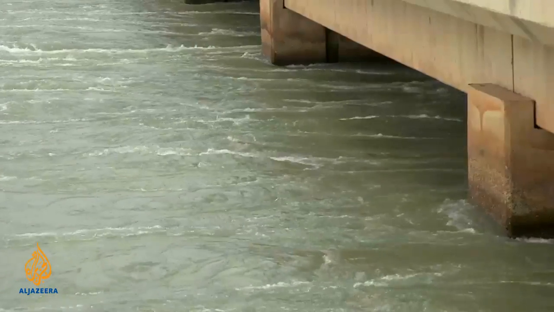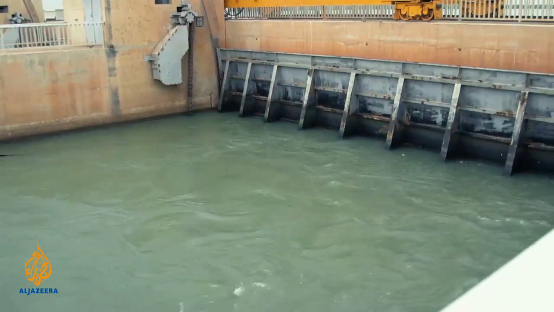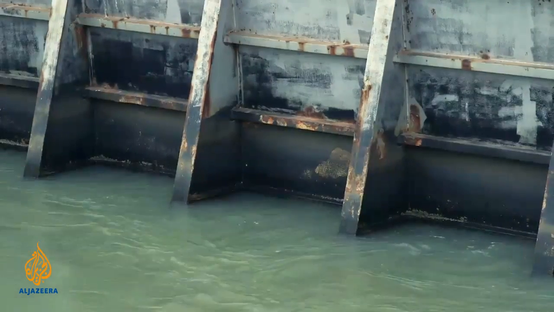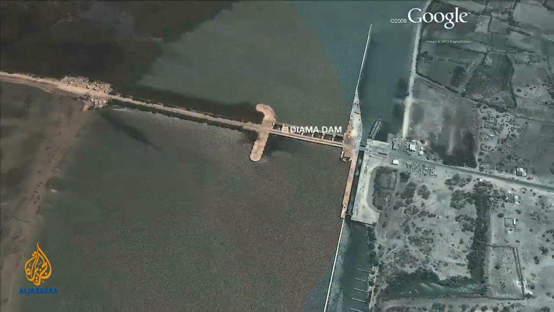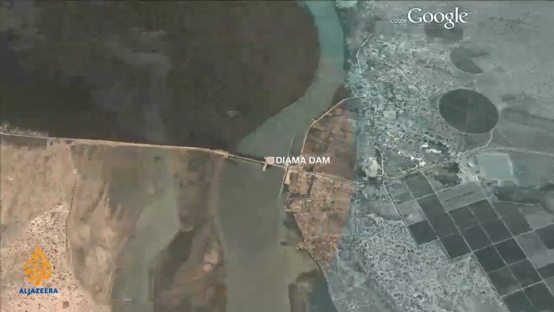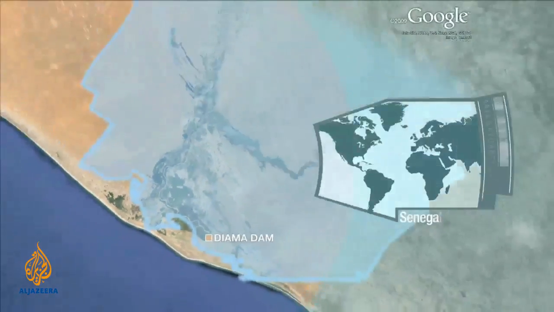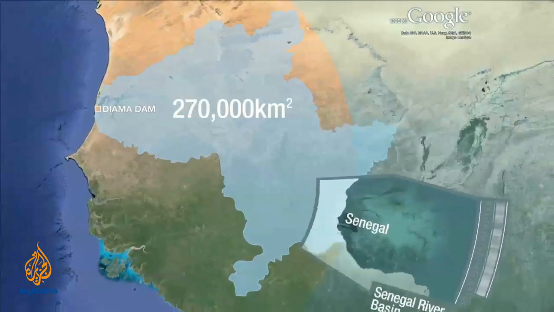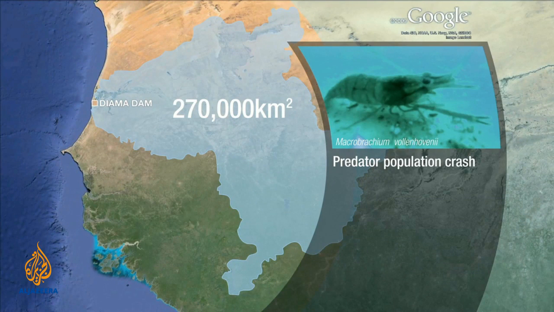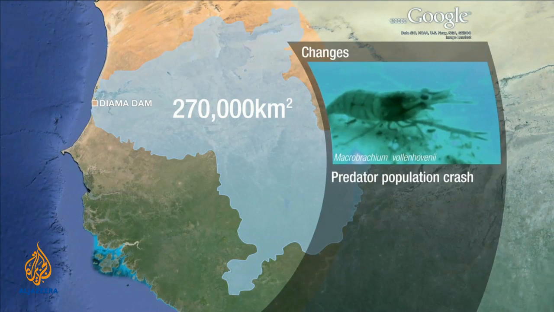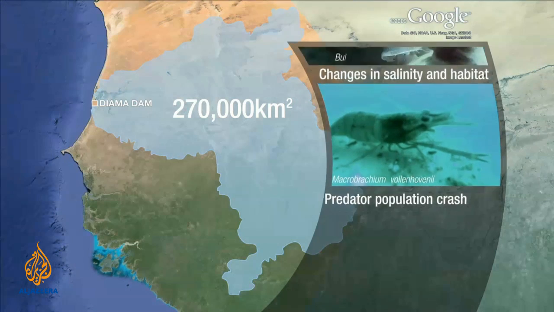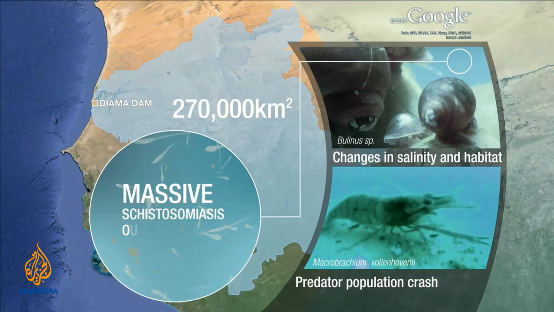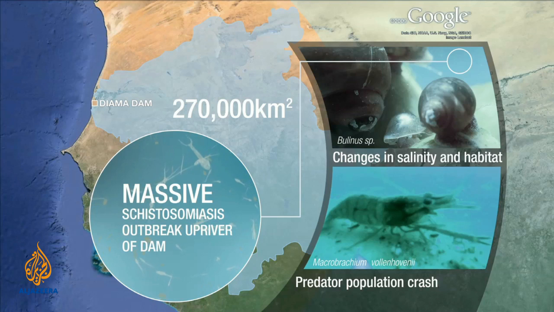The Diama Dam was built in the 1980s to prevent salt water from flowing into agricultural lands. It blocked the prawns' upriver migration, disrupting their life cycle across a huge catchment area. While the snail's major predator was disappearing and the river's salinity and habitat were changing, a massive outbreak of intestinal schistosomiasis occurred in the villages upriver from the dam. In fact, it was the fastest outbreak of any disease in recorded history.